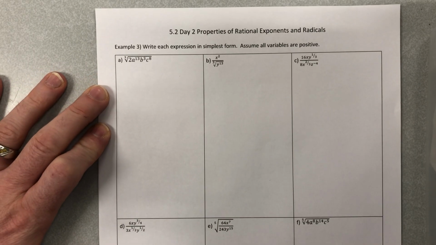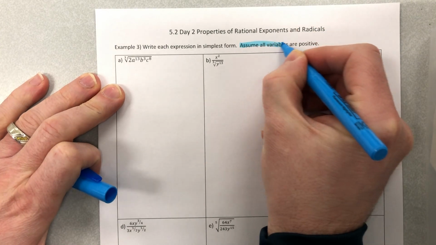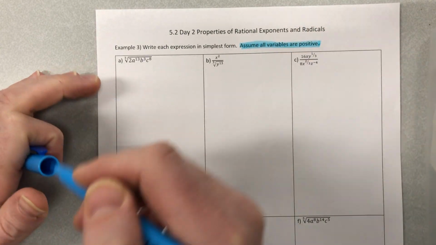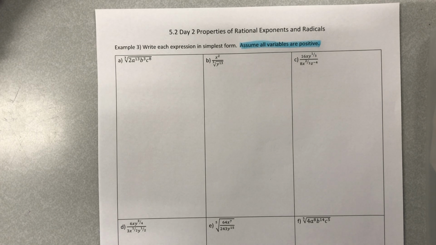Okay. If we scroll down to the next page, we'll see some examples of these where we're going to have to simplify some of these radicals. We're going to assume all variables are positive. If they tell us that, anytime we take an even root, we now don't need to say plus or minus. All right, so as we go through, this is going to go back to the part where we need to know our properties of radicals, where the numerator is the power and the denominator is the root.